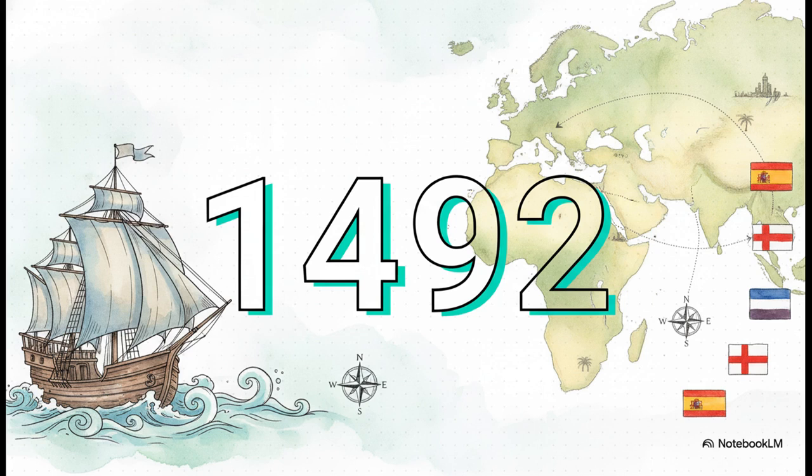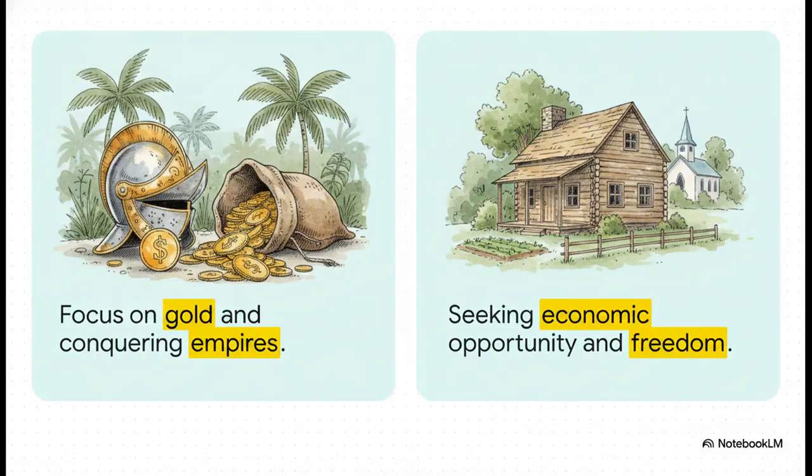Before you knew it, France, the Netherlands, and England were all racing across the Atlantic. Now, these European powers had vastly different motives. Spain, they were mainly driven by a quest for gold and rapidly conquering vast empires in Central and South America. England, though, was playing a different game entirely. They were focused on planting roots, establishing permanent communities. They were chasing economic opportunity and, for a lot of them, a desperate search for religious freedom.